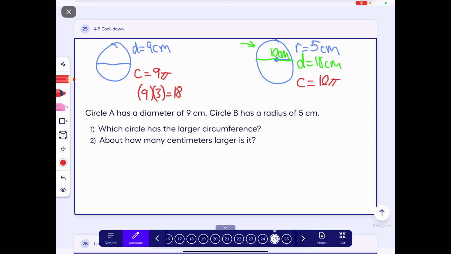And the circumference of the one on the right is 10 times 3, which is 30. So how much larger is 30 than 18? 30 minus 18 is 12. So the one on the right is approximately 12 centimeters larger than the one on the left.